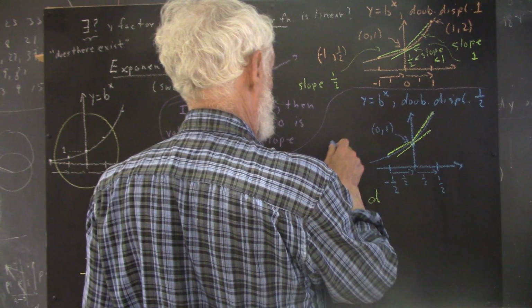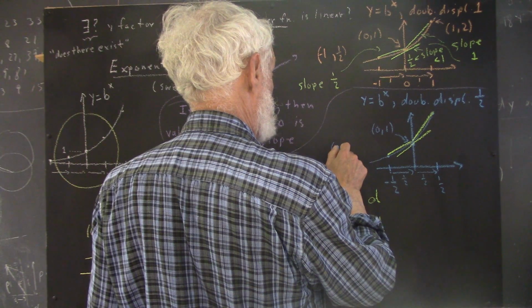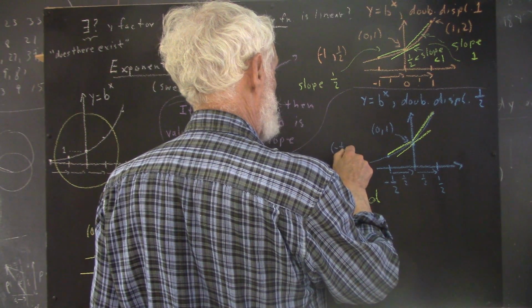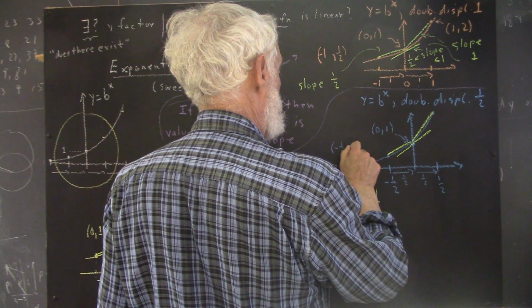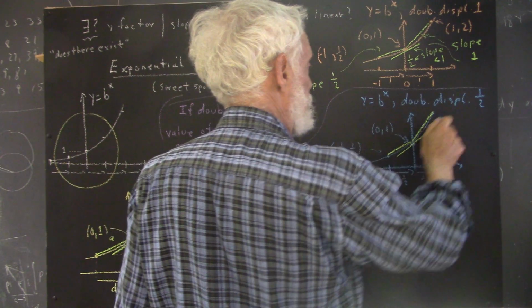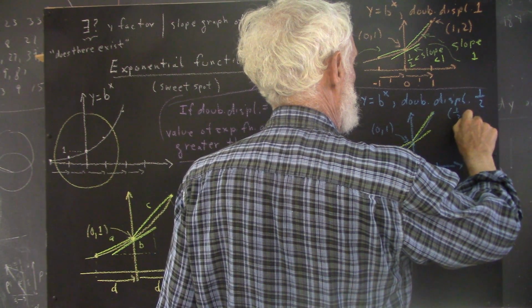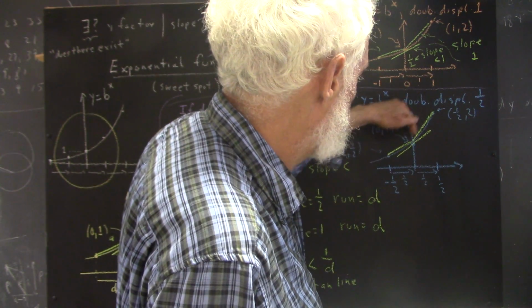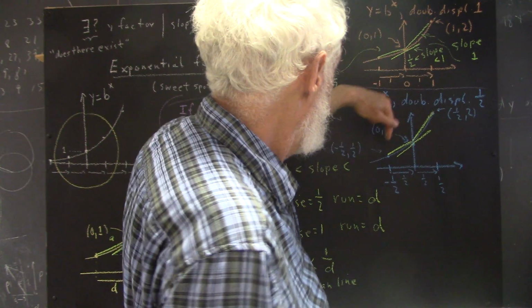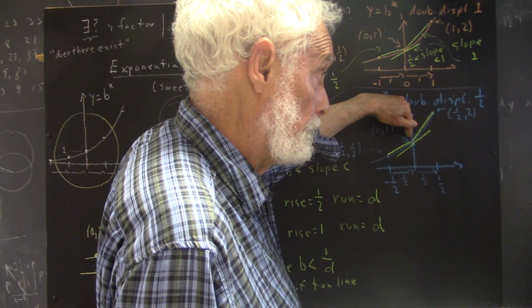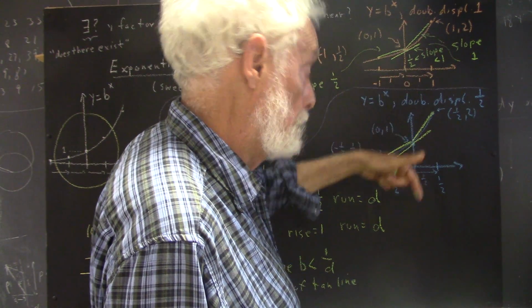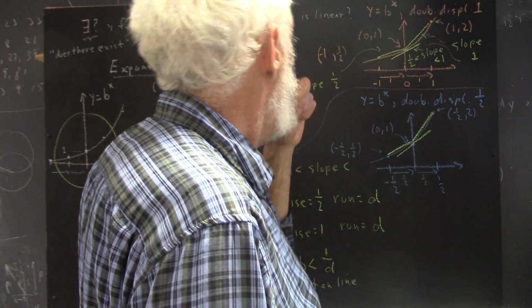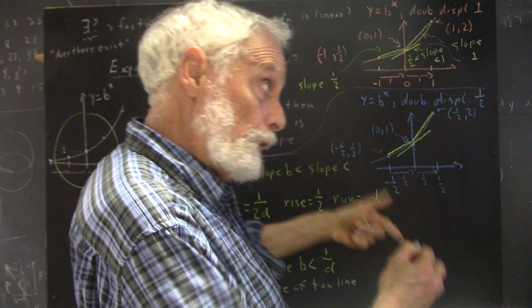Okay, now you should have done that. If you just really can't do that, you should understand that this point is (-1/2, 1/2), and this point is (1/2, 2). And now you have the coordinates of this point and this point, so you can find the slope. You can find the rise, you can find the run, so you can find the slope. So you ought to do that now.